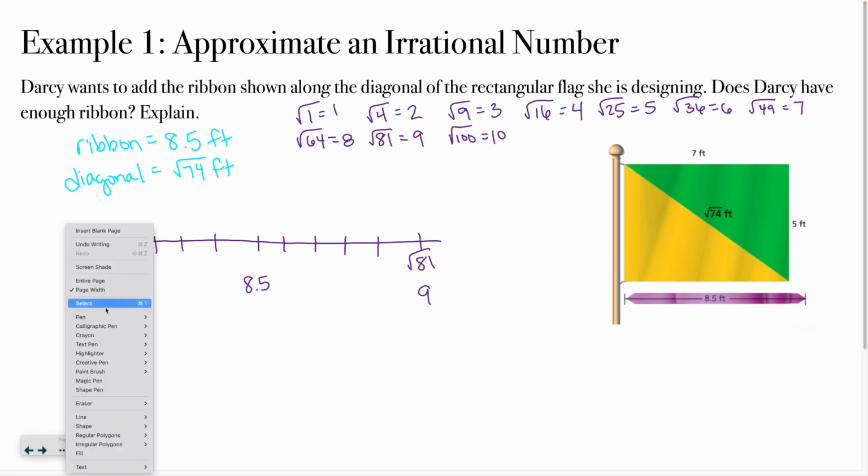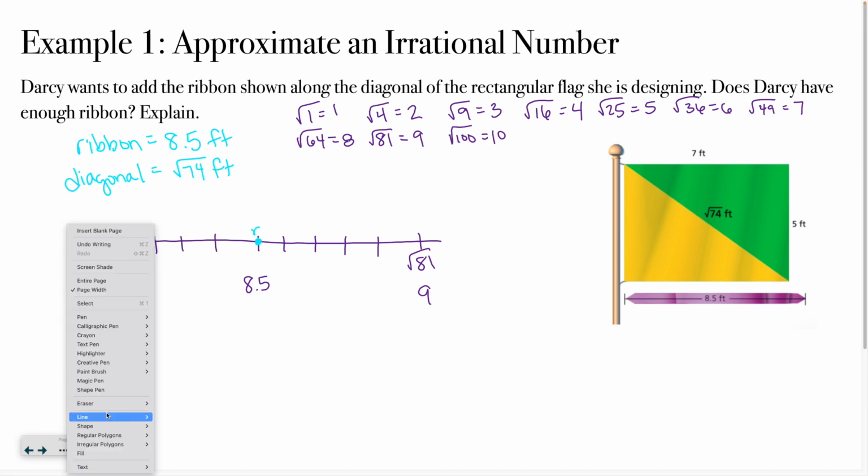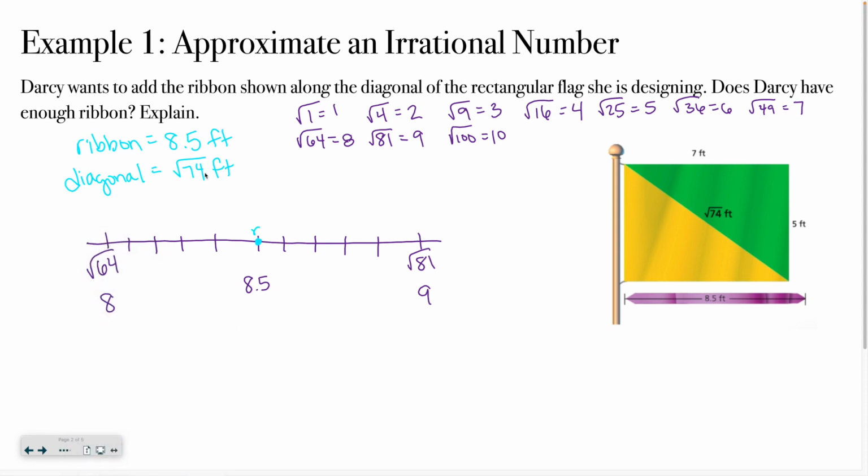So looking at this, we know that our ribbon is 8.5 feet, right? So that is right here. This is our ribbon. I'm just going to mark it with the R. Okay, now we have to figure out where is that square root of 74. So let's think about this. Is the number 74 closer to 64 or is that closer to 81? Well, it's 10 above 64, right? But it's only 7 below 81. So I know this square root of 74 has to be closer to this 81, right?